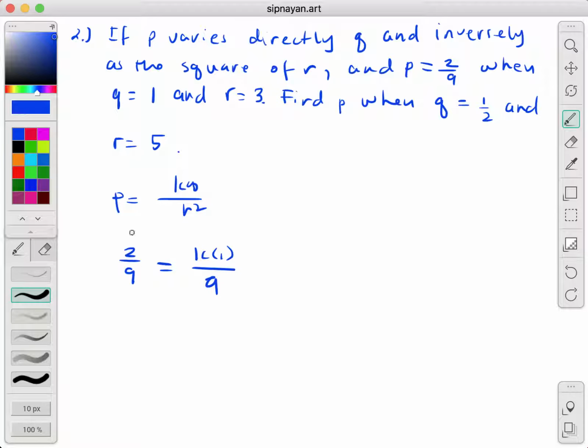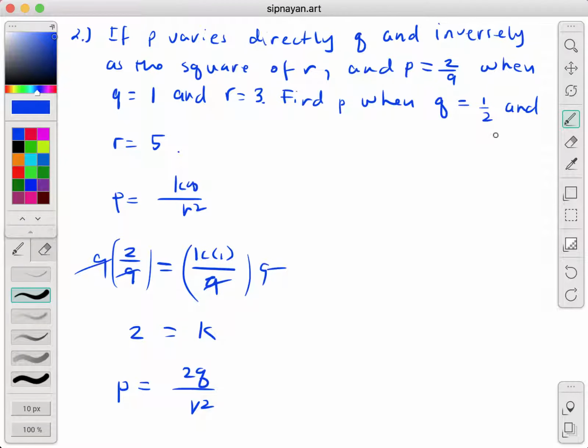And multiplying both sides by 9, para matanggal yung fraction. We have, this will cancel out. K times 1 is k. So, ang k natin ay 2. Meaning, pwede natin i-substitute yung k dito. So, magiging p equals 2q over r squared. Ito na yung equation natin.